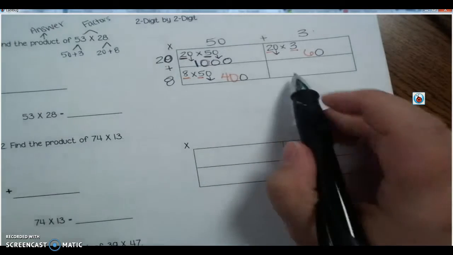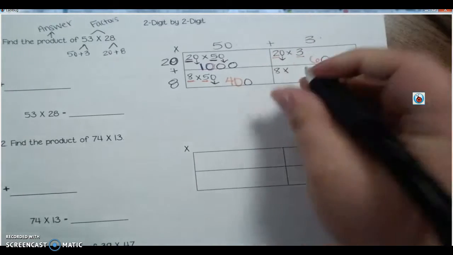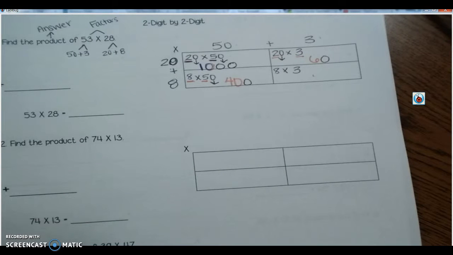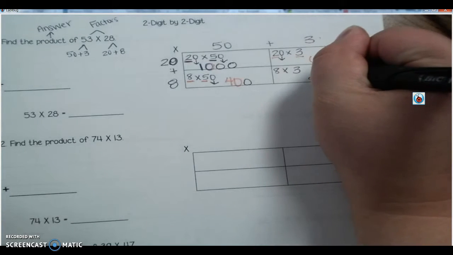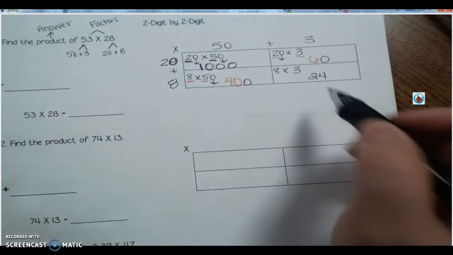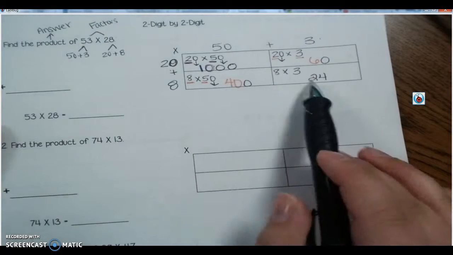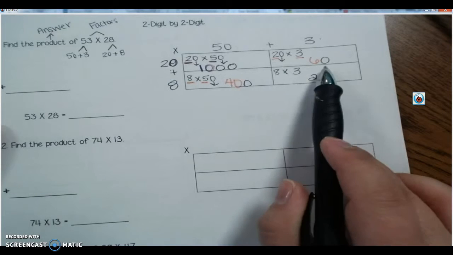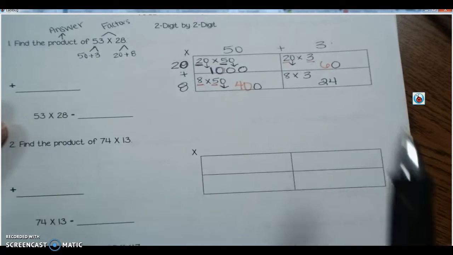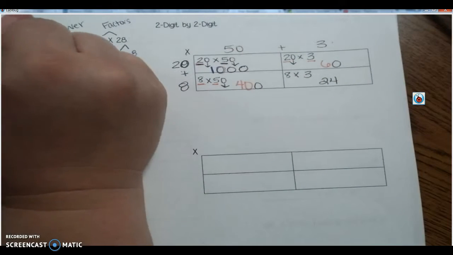Okay? Last box here, I'm going to look over. I'm going to multiply 8 times, look up, 3. 8 times 3 is 24, and there are no zeros here that I need to drop down. So, I now have an answer for the area of each box. 1,000, 60, 424. So what I'm going to do is add up those numbers.